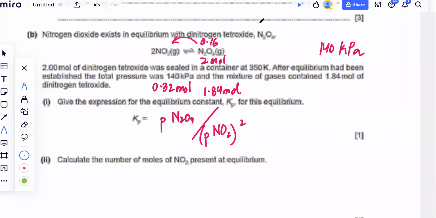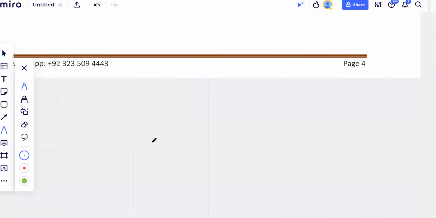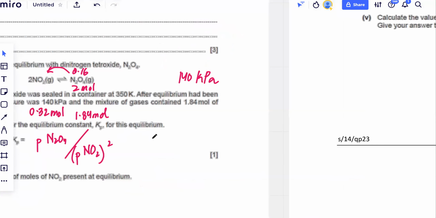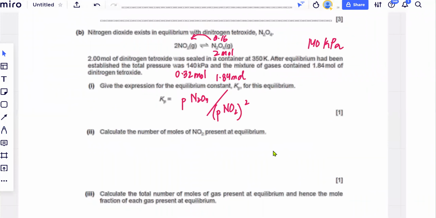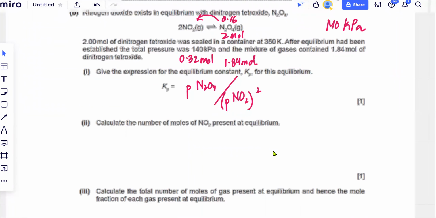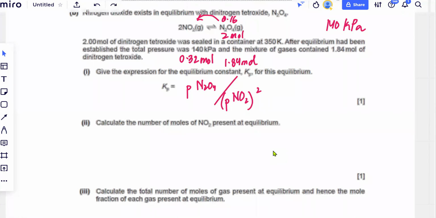So it's going to be pressure. Anyways, calculate the number of moles of phenol. We already did that. Calculate the total number of moles of gas present at equilibrium. Hence, the mole fraction of each gas is basically in the next part. Is basically calculating Kp. Calculate the partial pressures. Calculate the value of the equilibrium constant Kp. So we're going to do all of that in one step. Like what's the pressure due to the different gases?